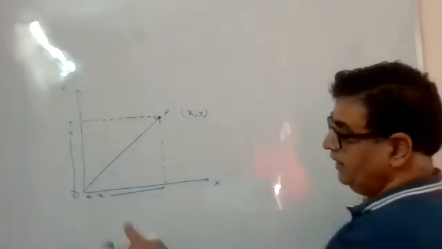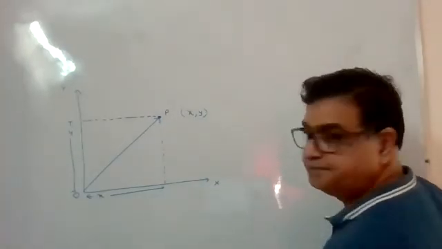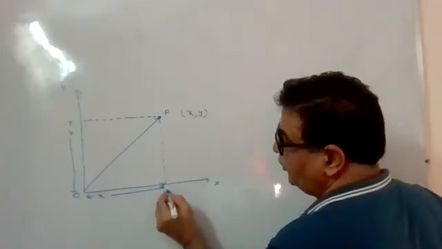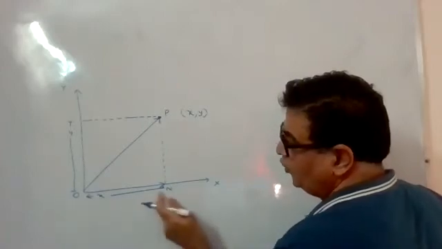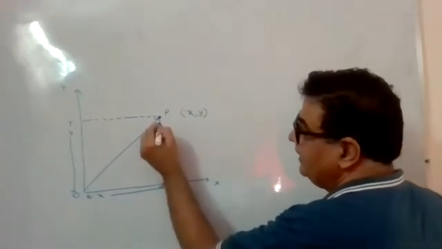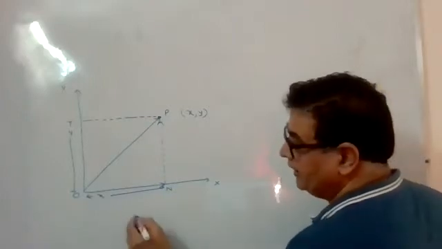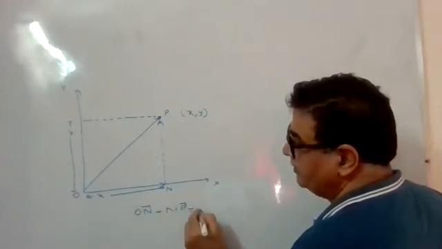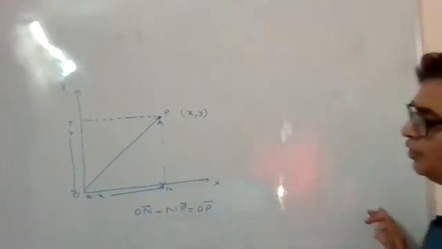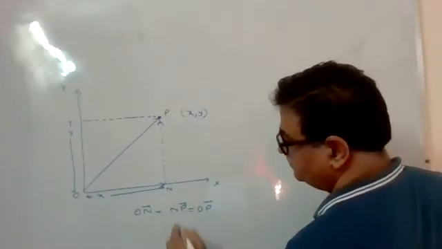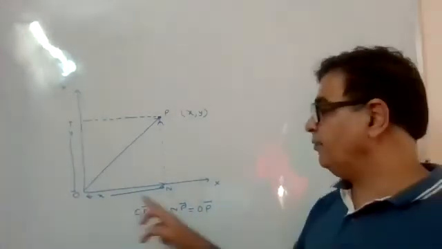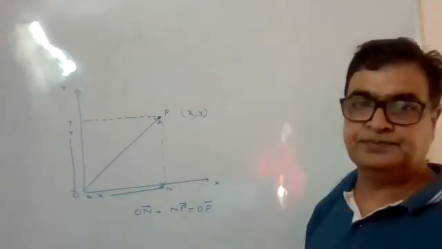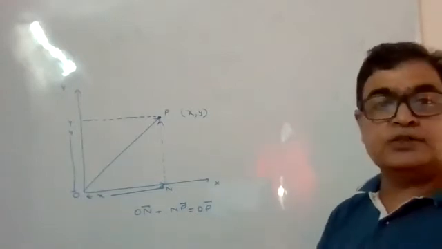Now, if you take this vector here, first I take the vector O, let this point be N. So first I take the ON vector, then the NP vector. According to the triangle law, the ON vector plus the NP vector comes out to be the OP vector. Is it right or not? ON vector plus NP vector is the OP vector. That you should keep in mind. So I want to find the OP vector here.